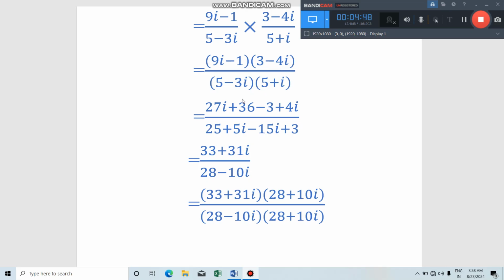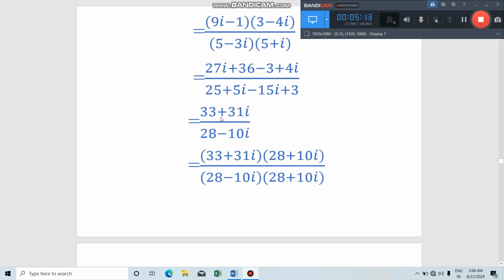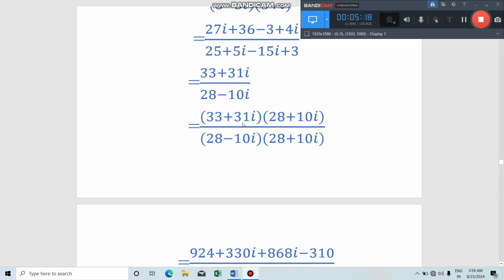into (3 minus 4i). So after multiplication, 3 into 9, 27i, minus 4 into 9, 36 I square, which will be minus 1. So plus 36, minus 3 plus 4i, divided by 5 into 5, so 25 plus 5i minus 15i plus 3. So after calculation it will become (33 plus 31i) divided by (28 minus 10i).